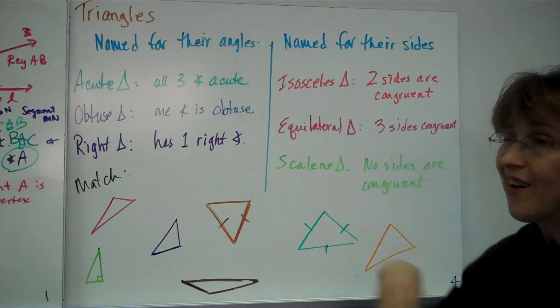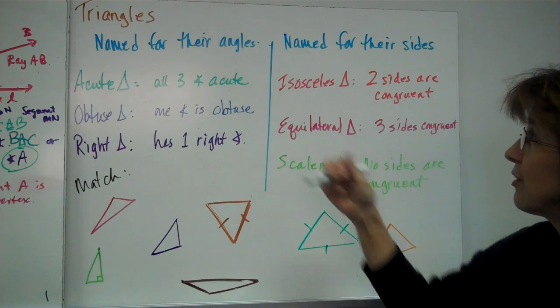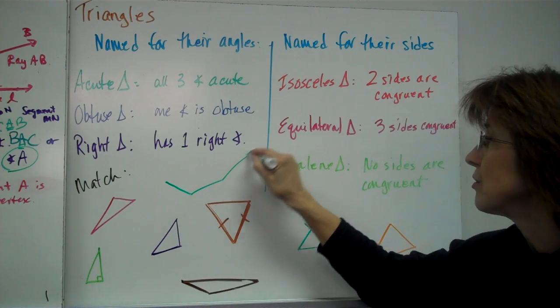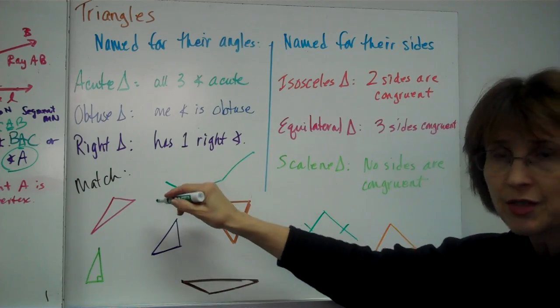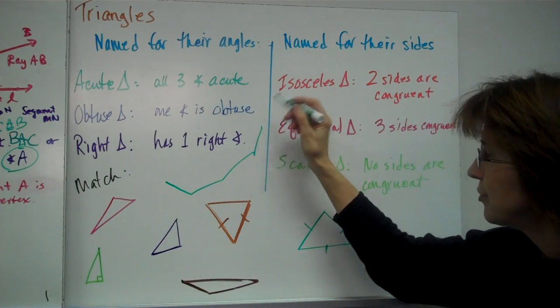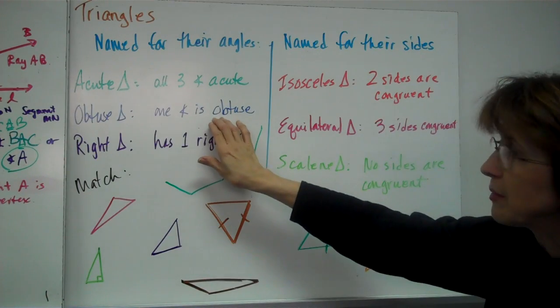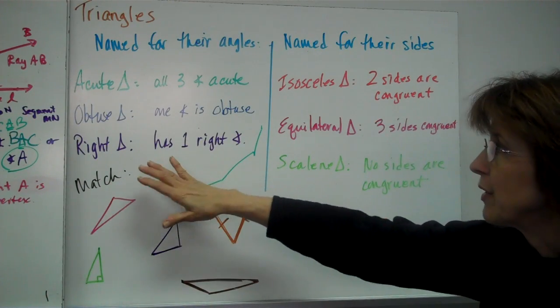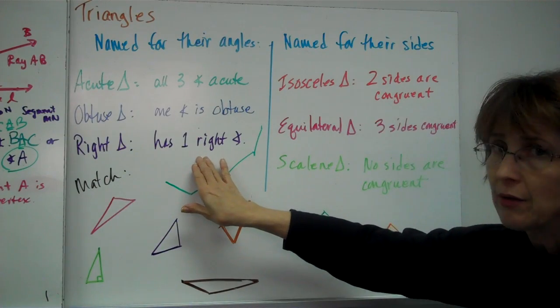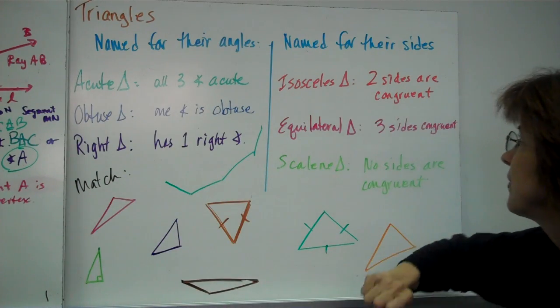Obtuse triangle, well, they can't all be obtuse, because if you try to draw a triangle with all obtuse angles, you never close in to get to the other side. You just keep going obtuse, obtuse, and it would never work out. So it has to be only one of them. Only one angle is obtuse, or it wouldn't be a triangle. A right triangle has one right angle. Okay, so those are the ones named for their angles.